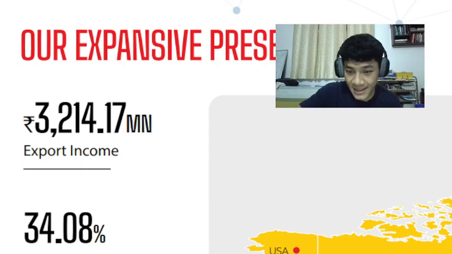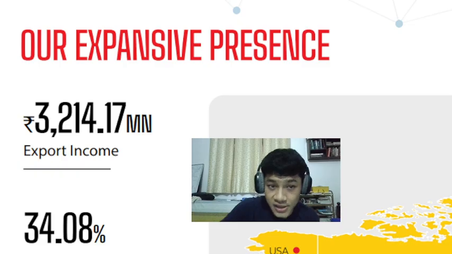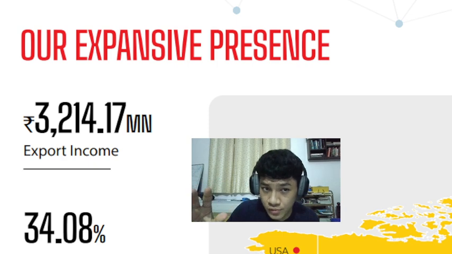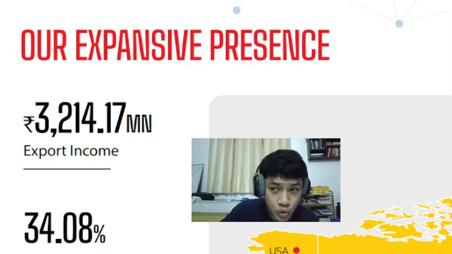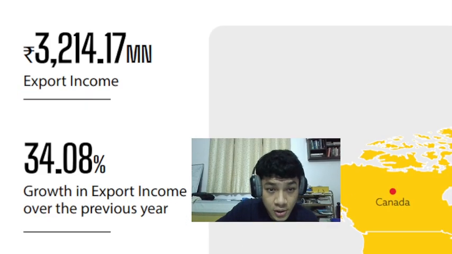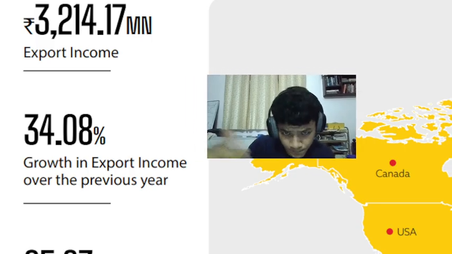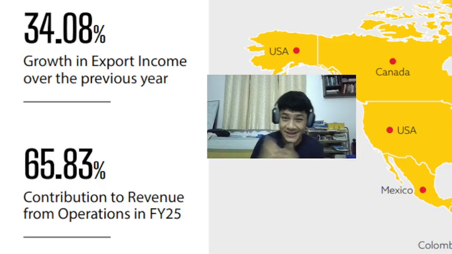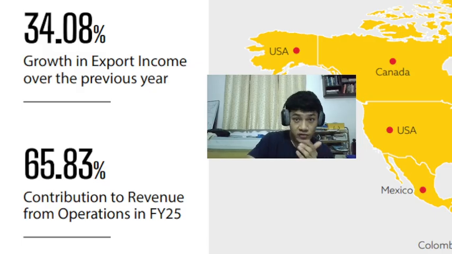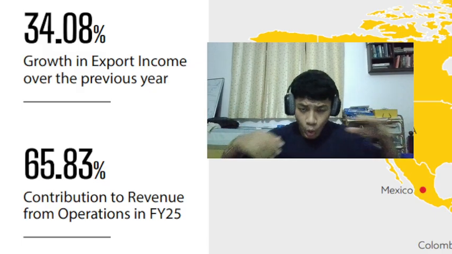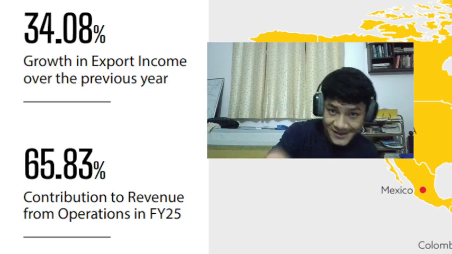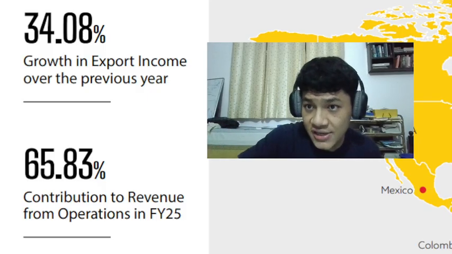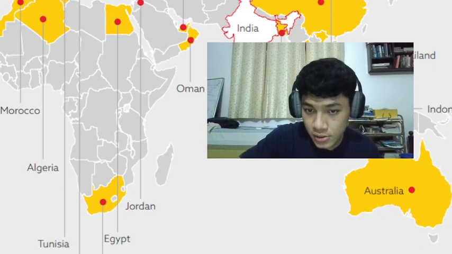Moving on, expansive presence. 3,214.17 million rupees came from exports. That's around 321 crores of revenue from exports only. 34% growth in exports in fiscal year 2025 as compared to fiscal year 2024, and 65.8% of revenue of this company came from exports. So the majority of revenue came from exports, and the company relies a lot on the international market. International markets are very, very important for the company.